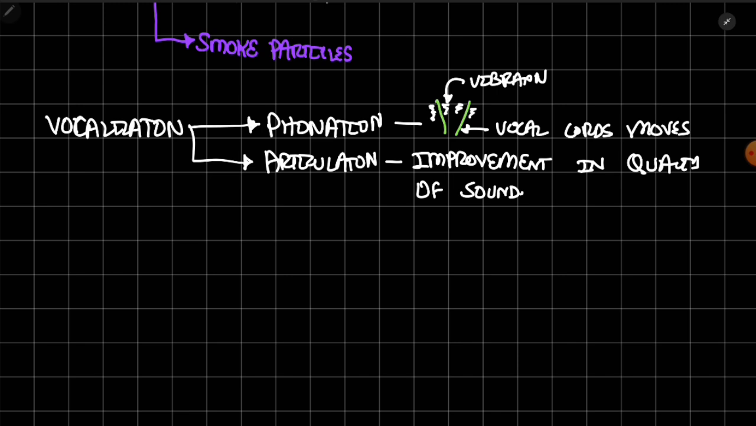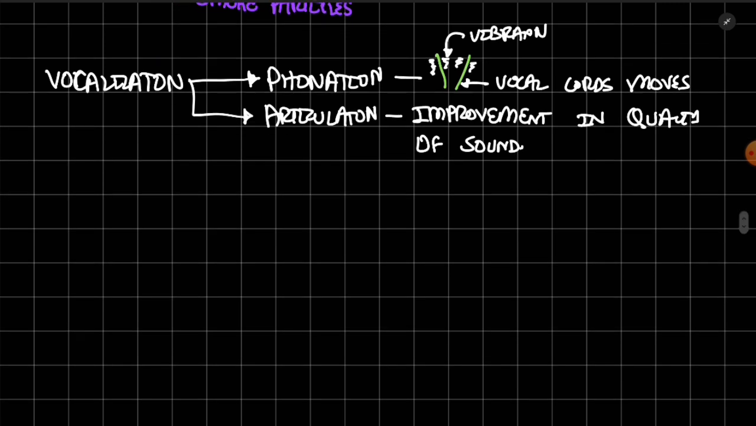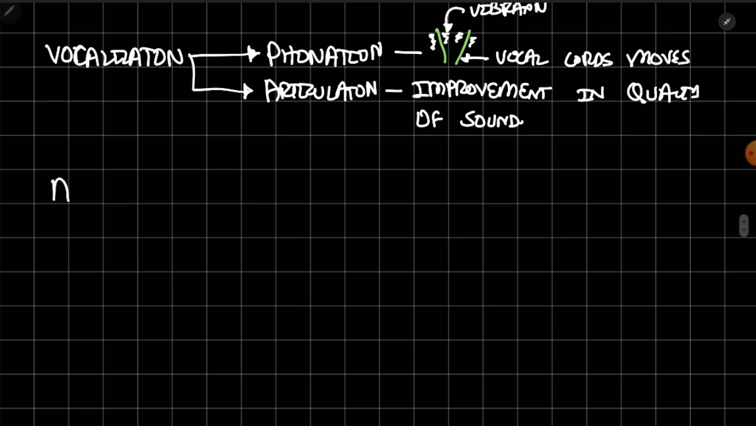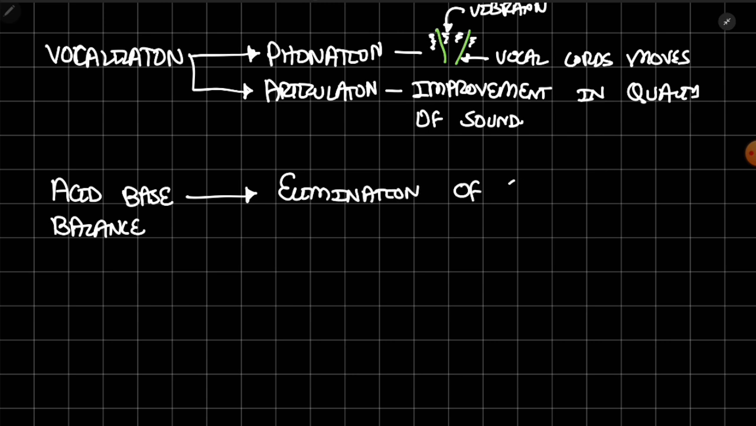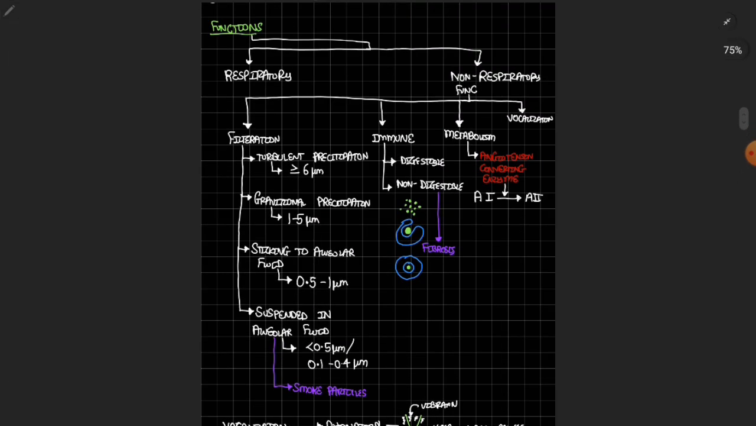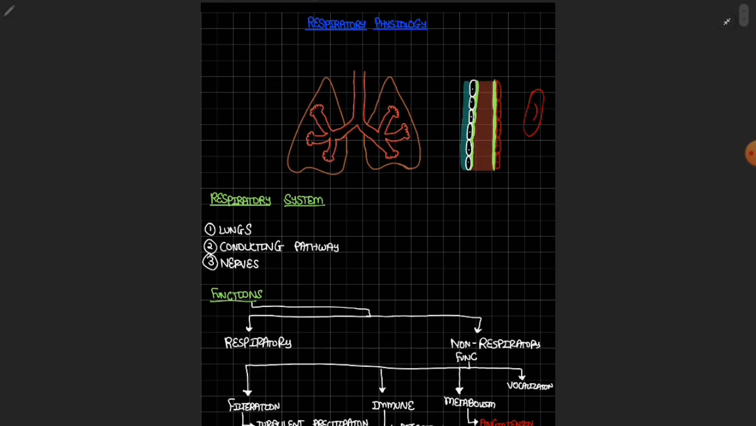So when you talk, you observe your nose or your mouth, some amount of air is coming or going from the nose, so it aids in your speech. So the respiratory function of vocalization is pretty much important. Now also the last function is acid base balance, the most important function. It is elimination of CO2. Now here we complete the functions of the respiratory system.